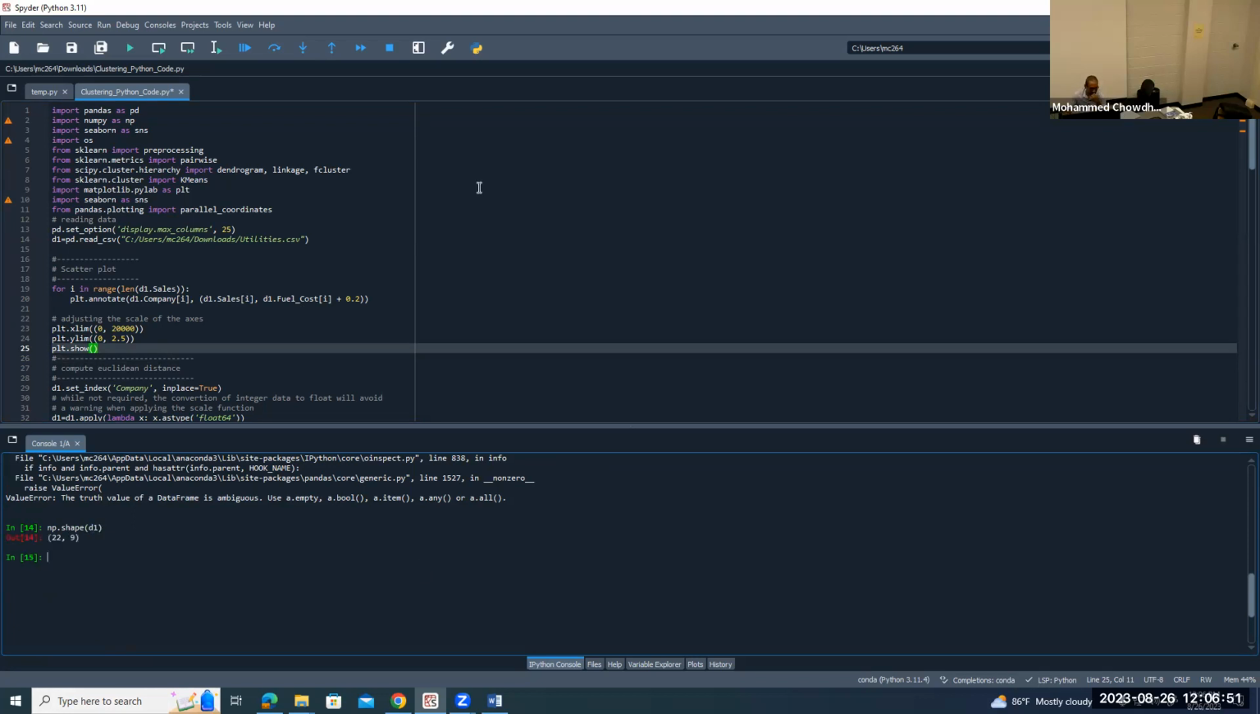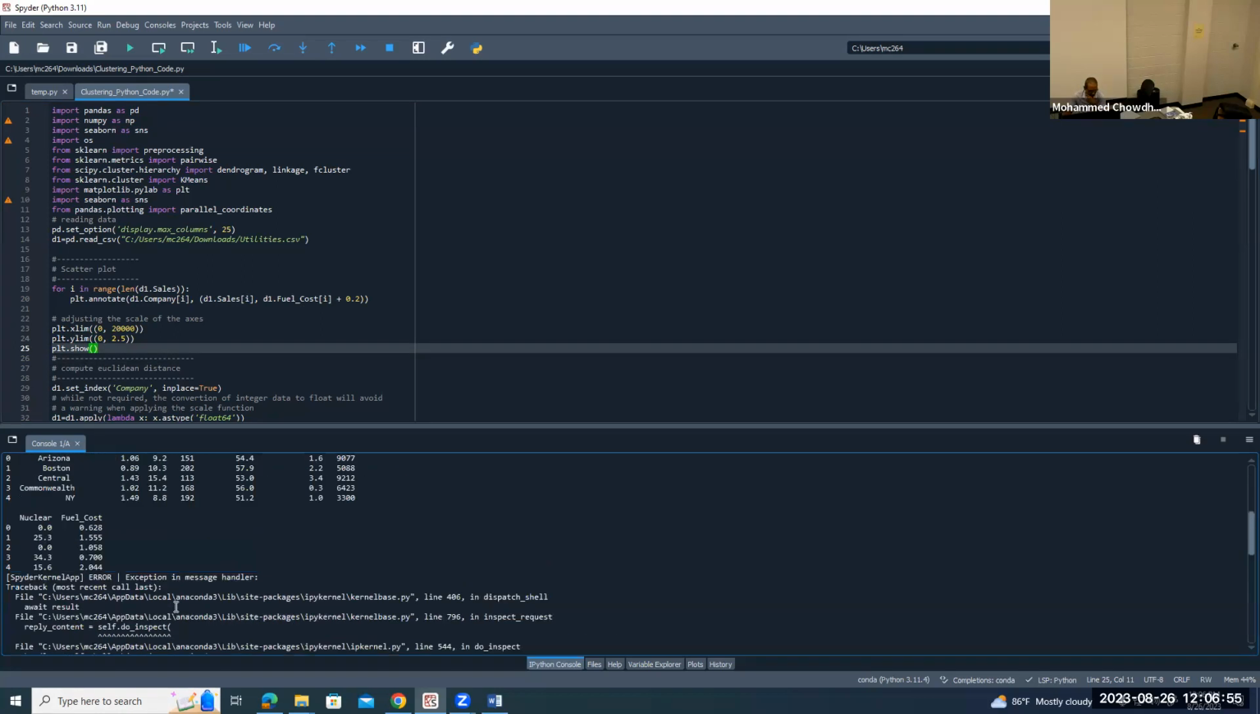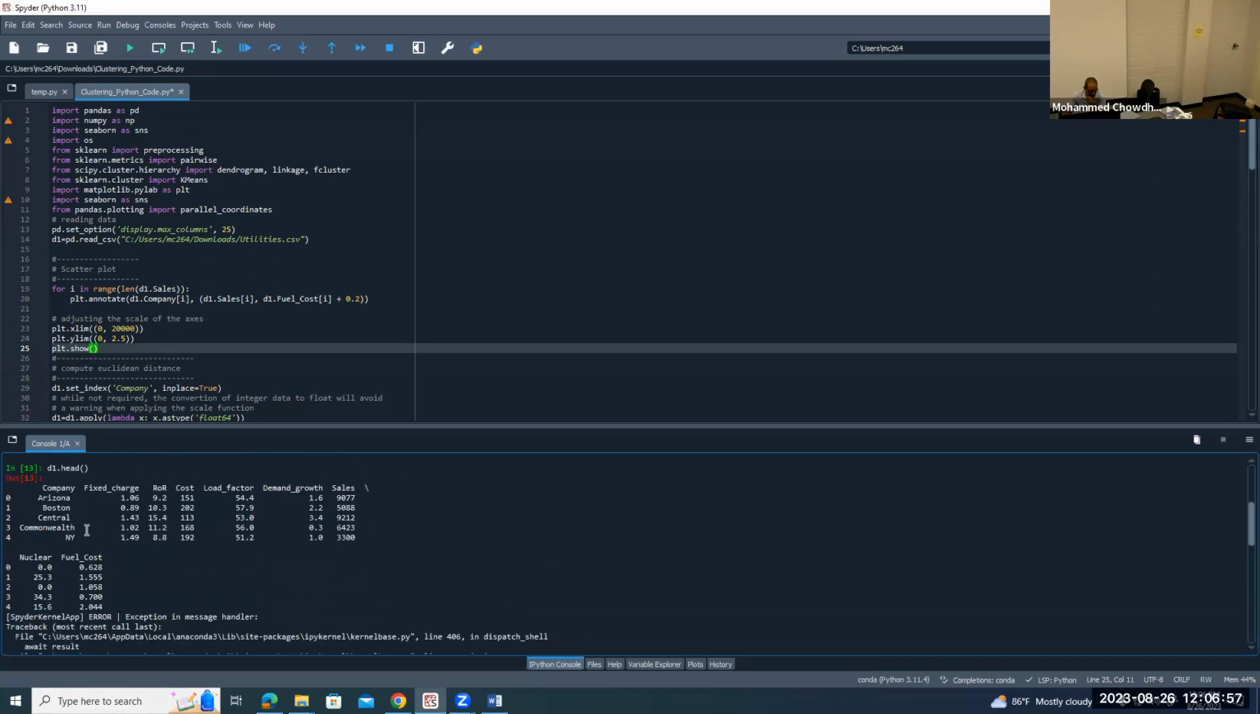In this data, we see there are 22 utilities companies and 9 variables. The 9 variables or measurements are: fixed charge and rate of return, cost, load factor, demand growth, sales, nuclear, and fuel cost. These are the 9 variables, and there are 22 rows. We want to form clusters from this data. We would form clusters of the companies from this data.